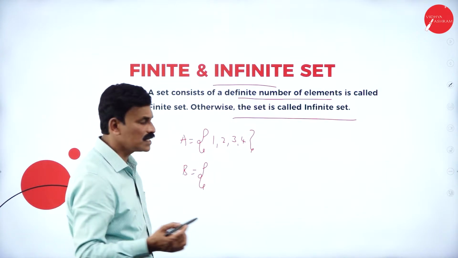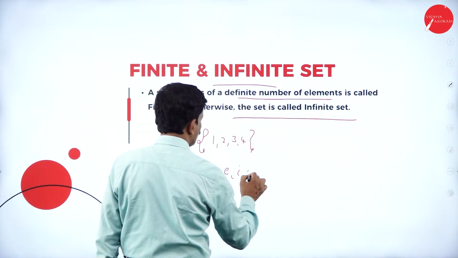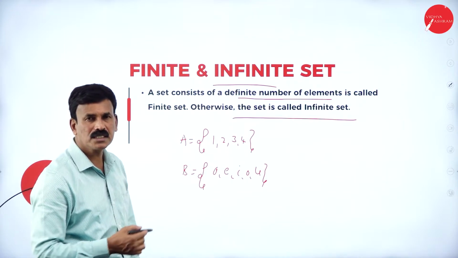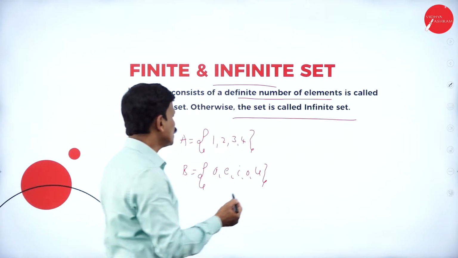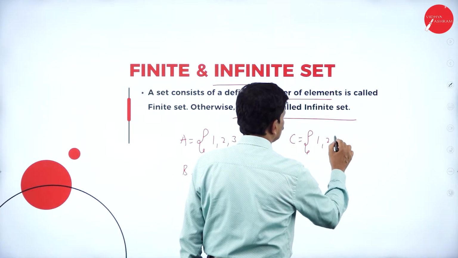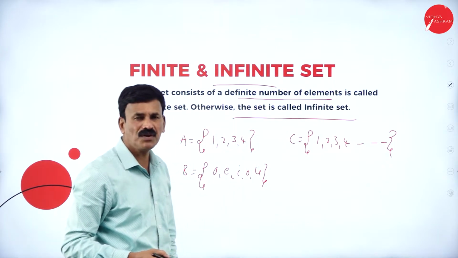The set of all vowels in the English alphabet, A, E, I, O, U. This is an example for a finite set. It contains a finite number of elements. On the other hand, let us consider another set. Set C = {1, 2, 3, 4, etc.}. This is an example for an infinite set.